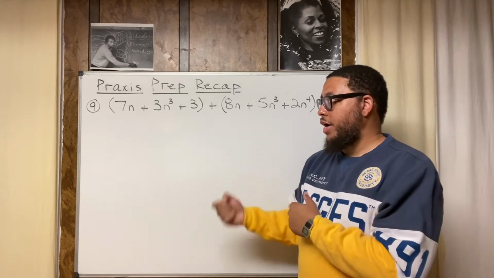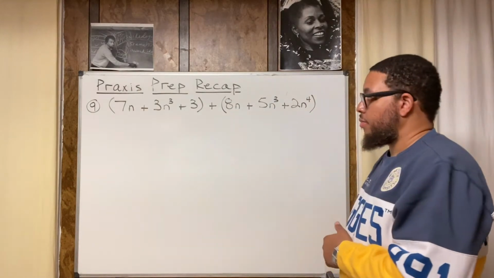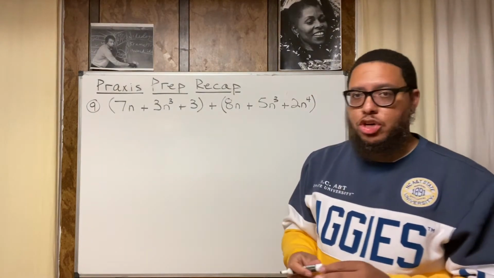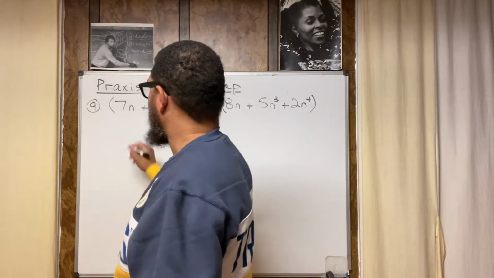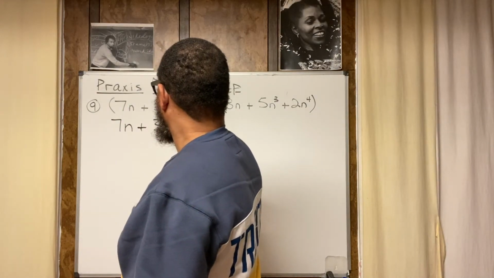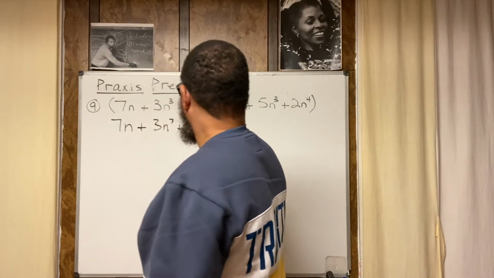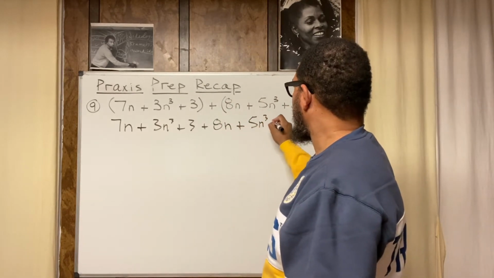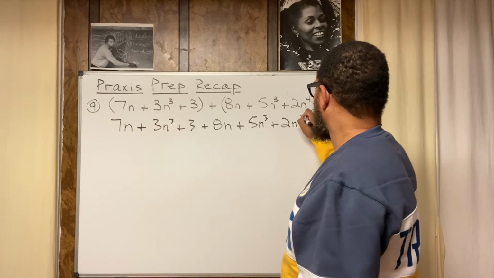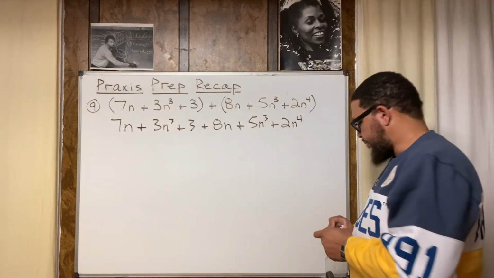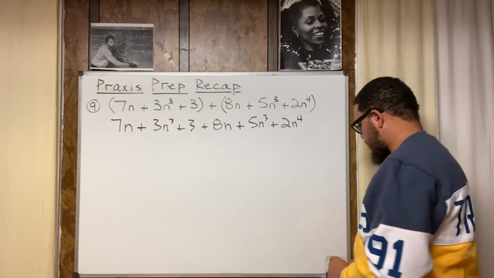So I'm just going to rewrite the problem with no parentheses. And then after that, we're going to combine like terms. So we just write 7n plus 3n to the third plus 3 plus 8n plus 5n to the third plus 2n to the fourth. All right, so that's what we start out with, right? And then we're going to look for like terms.